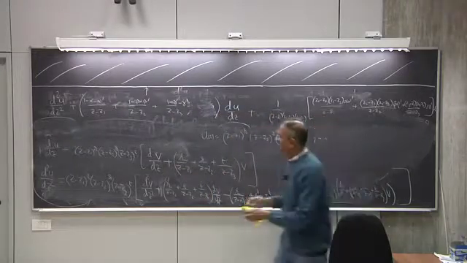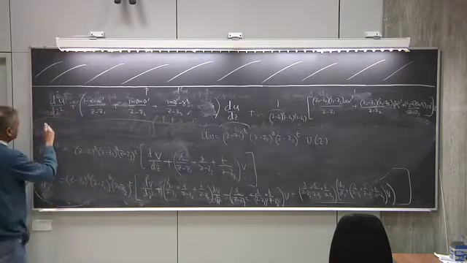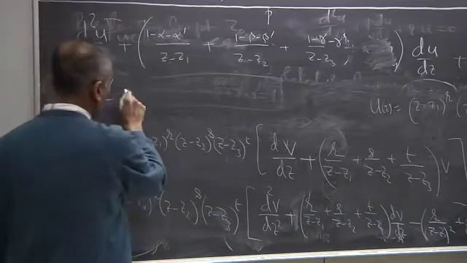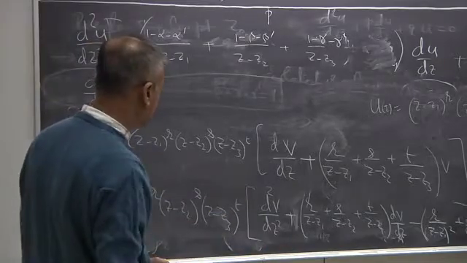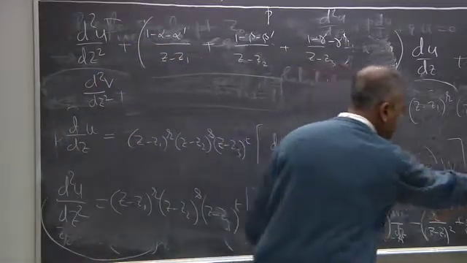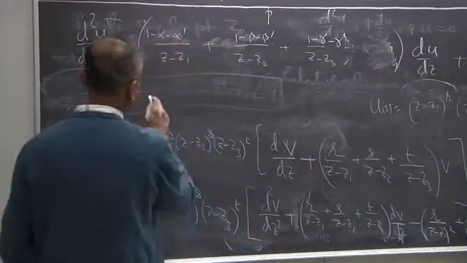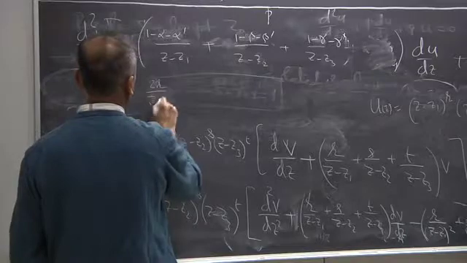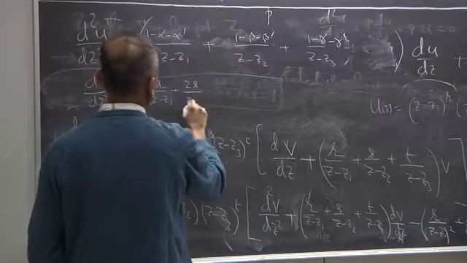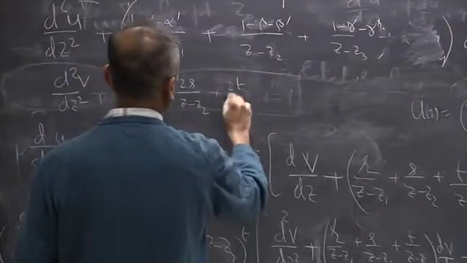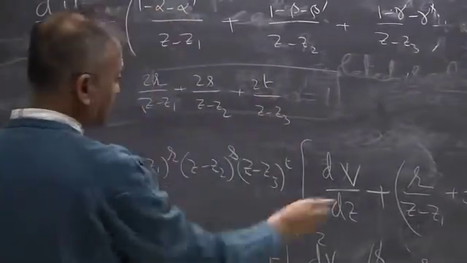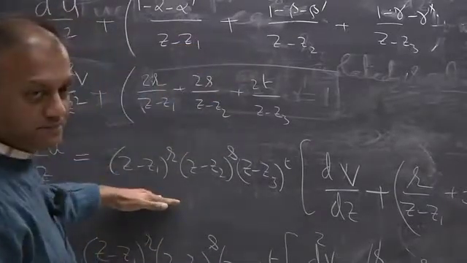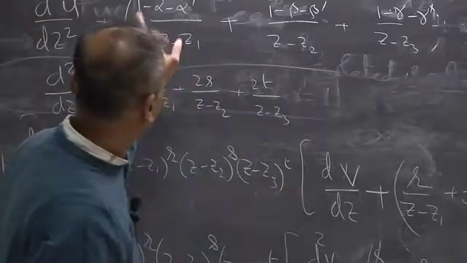Okay. So after getting rid of the common factor, the equation becomes d2v by dz2 plus, now let's look at the linear term, the first derivative dv by dz. As we said, there are 2 terms, this and that. So it gives you 2r divided by z minus z1, plus 2s divided by z minus z2, plus 2t divided by z minus z3, times dv by dz. But also I have to include this term. After all, this is coming from the first derivative here. So dv by dz times this whole thing.